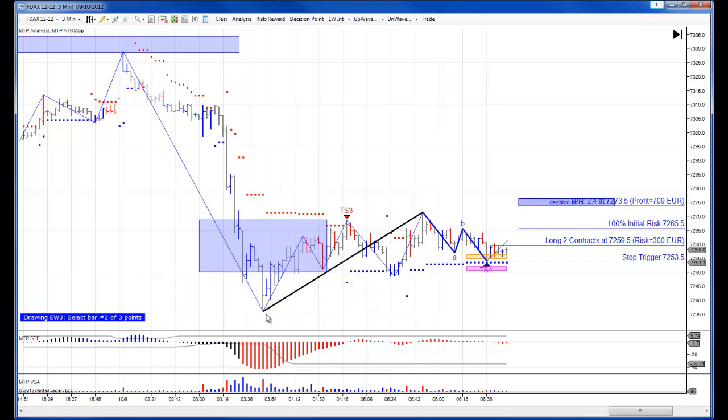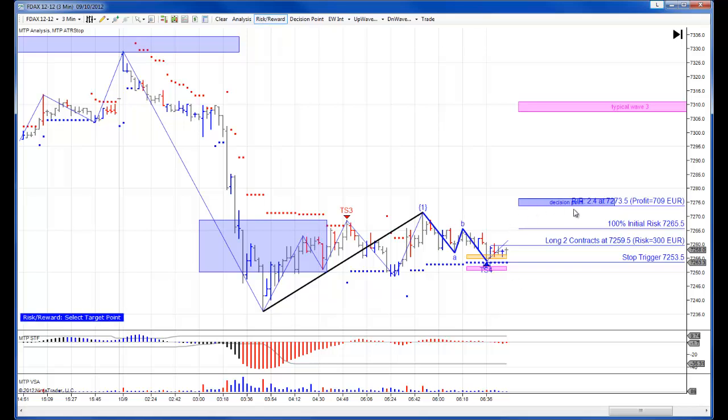So here we do the first click on the low sequence, the second click on the pivot high here, which is our wave 1, third click on our wave 2 low here, and here you can see it gives us our potential target in advance. That's the important thing, it's on the chart in advance.